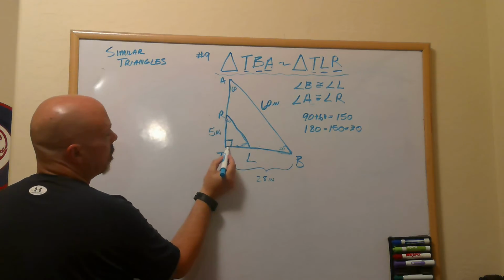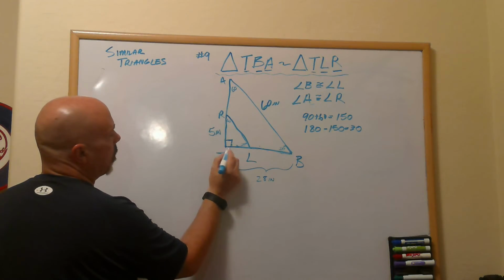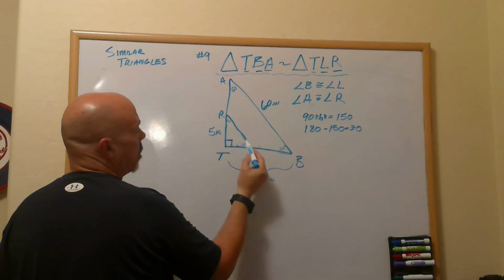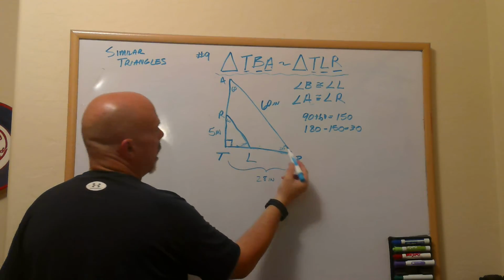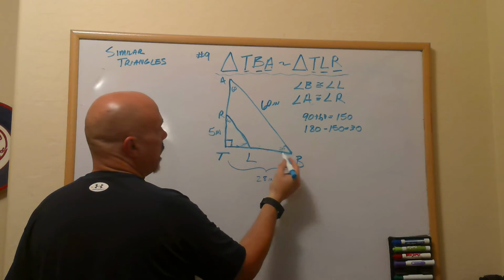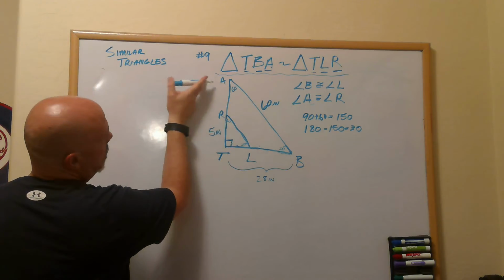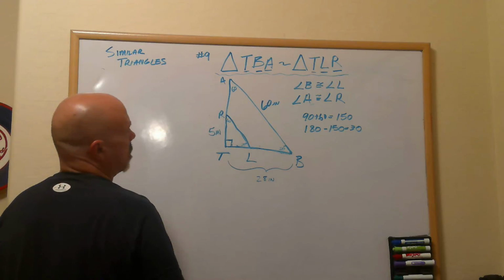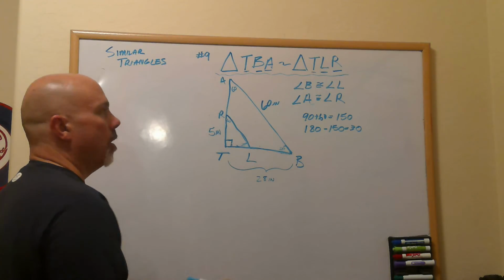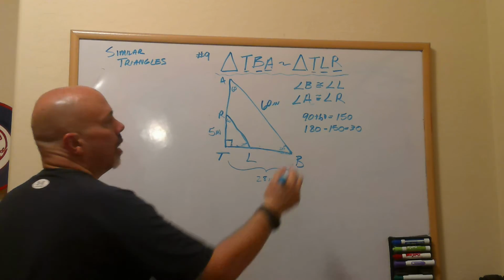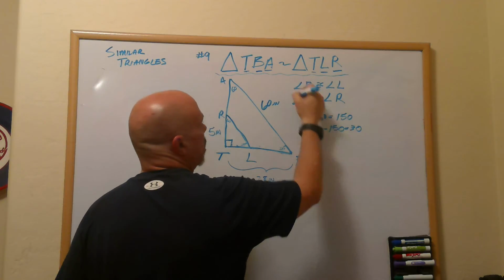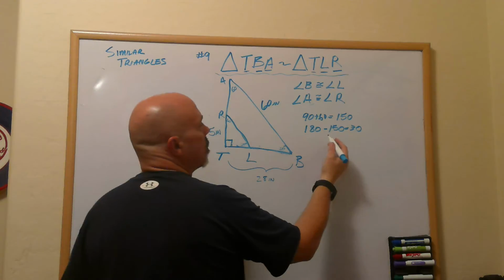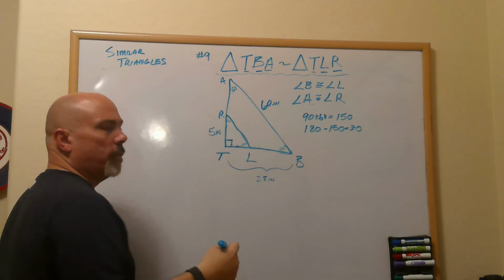So I have 90 degrees for angle T in both triangles. I have 30 degrees for angle L in the smaller triangle, and 30 degrees for angle B in the larger triangle. I have 60 degrees for angle A in the larger triangle, and then 60 degrees for angle R in the smaller triangle. And again, I did that by establishing my congruent angle statements, and then I just substituted in what I know, and solved for what I don't know.